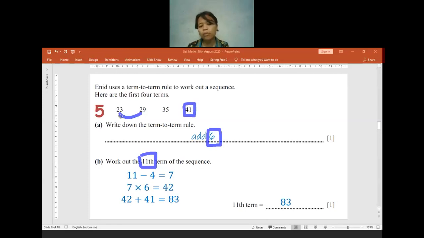Some of you use the first term, that is also okay. So from the first term, you find the difference with the 11th term. The difference is 10. So 10 times 6 will be 60. 60 plus 23 will still be 83. So if the method is different, as long as the answer is okay, it means the answer is already correct.